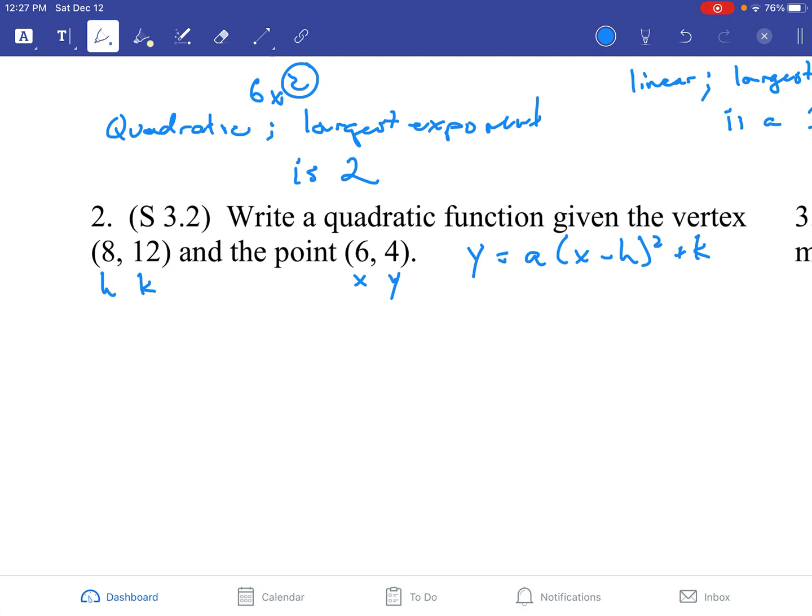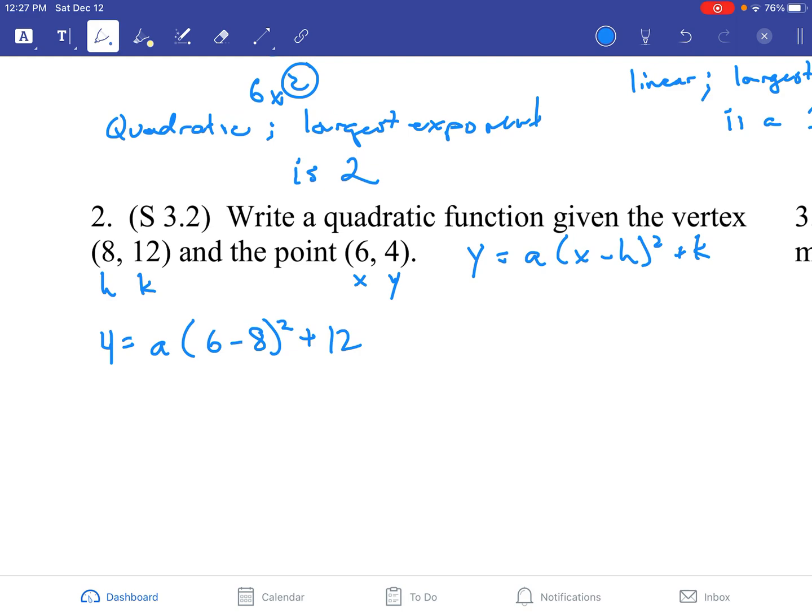So we're going to put the h, k, x, and y into our equation here, but we have to solve for the a, which is the part we don't know. Once we find that a, we can rewrite the equation with the a in the equation, but we don't need to put the x and y values in there. So this is what it looks like: y is 4, a we don't know, x is 6, minus h, which is 8, quantity squared, plus k, which is 12. So we put all the values in where they belong in our formula.